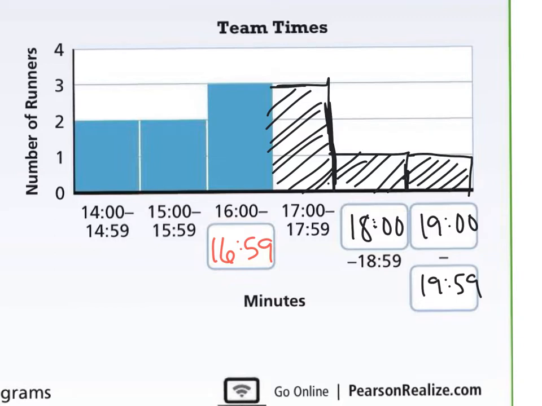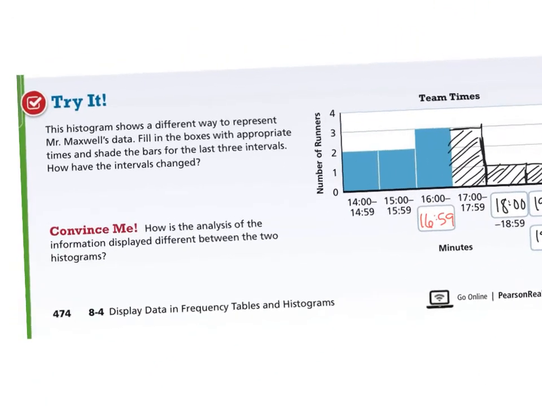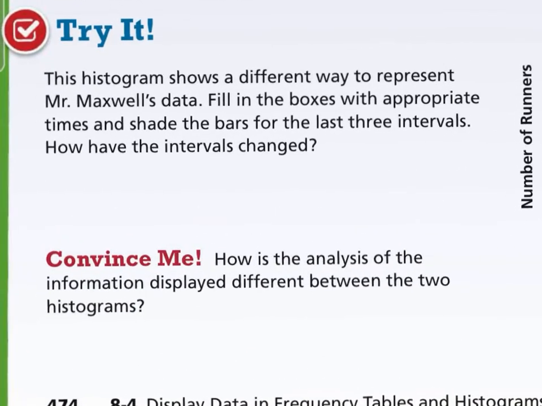So this would be what the histogram would look like if we went by 1 minute intervals instead of 2 minute intervals. And then over here it asks how have the intervals changed. So we could say, like I just mentioned, the intervals are 1 minute instead of 2 minutes.